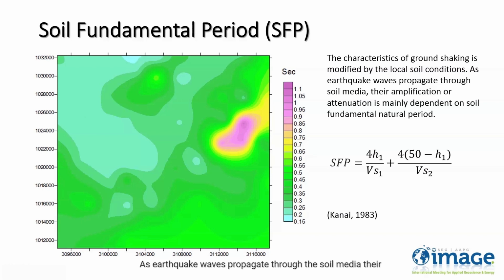As earthquake waves propagate through the soil media, their amplification or attenuation is mainly dependent on soil fundamental natural period, which is given by this relation. The color map of soil fundamental period shows that the pink region has the longest period and therefore is more vulnerable to earthquake damage. The trend of this map is similar to that of the soil amplification factor.